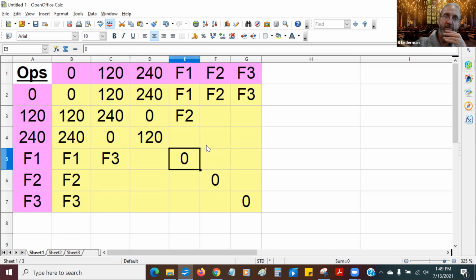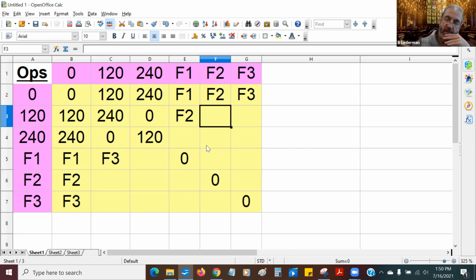So your mission, should you decide to accept it, is to fill out this whole table, doing your various flips and rotations. That's one part. But then what you're going to need to do is show that what you have has the group properties.